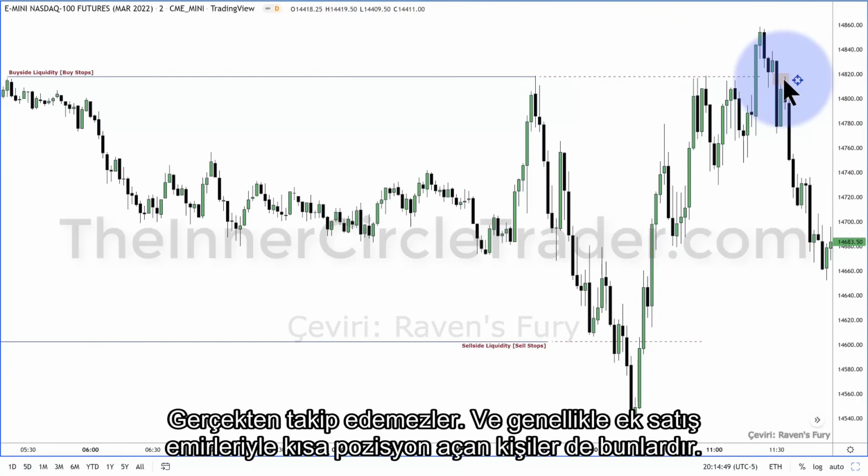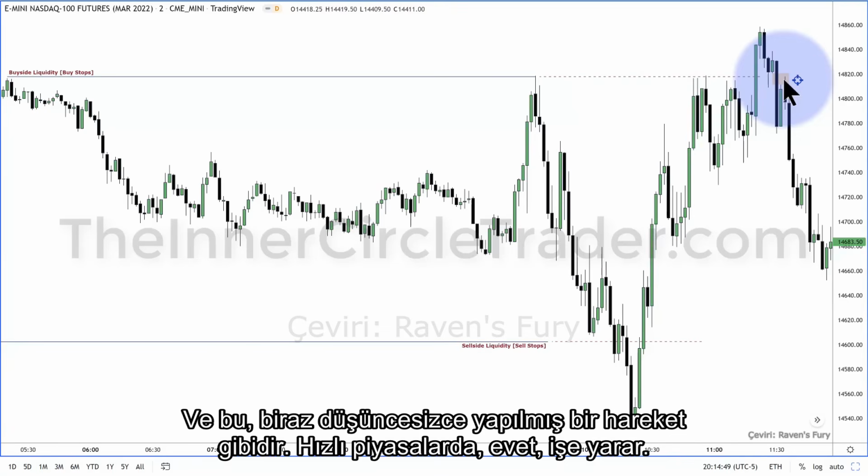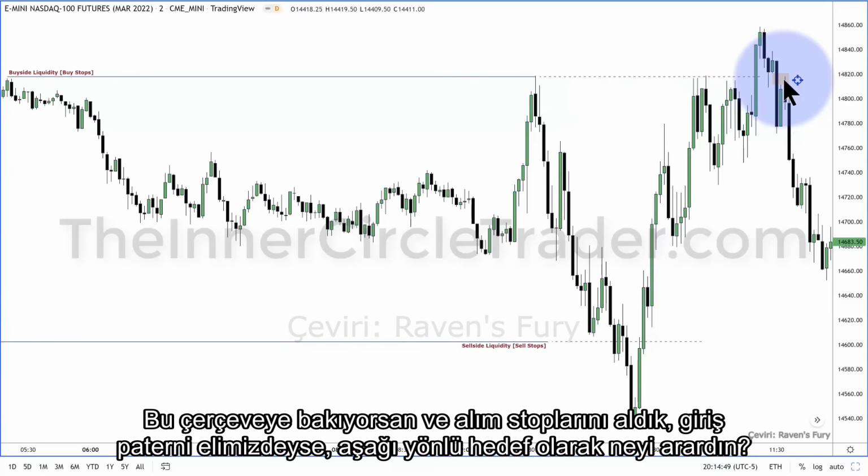Usually they're the people that will trade short with additional sell stops. They'll put sell stops below the marketplace, and that's the momentum entry for them. It's kind of a no-brainer. In fast markets, it works. But if you don't know what you're doing, and you try to do that in a market that's consolidating or about to reverse, it hands you your backside. Okay, so if you're looking at this framework here and you're taking the buy stops, we have our entry pattern here. What would you be looking for as a downside objective?